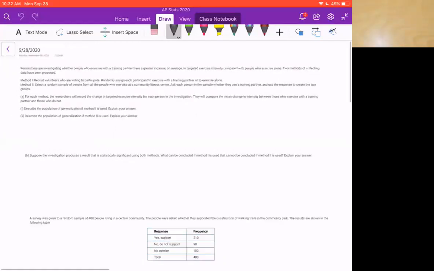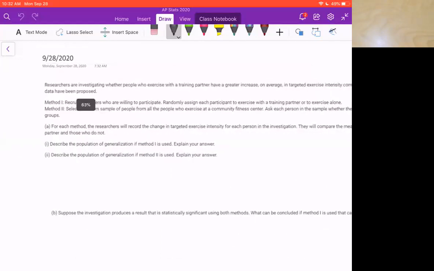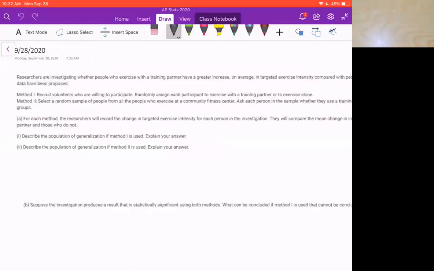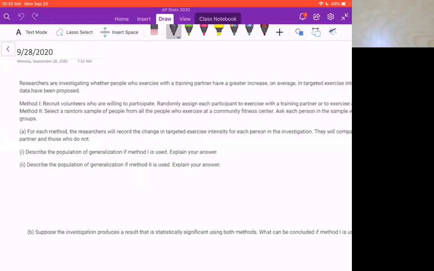Okay, so we're trying to see whether exercising with a partner can increase the intensity of the exercise. So I would imagine the idea is if you're exercising with someone, you are encouraging each other to really do a good job at exercising and not to be taking it too easy. It's a lot easier to do that when you're by yourself.